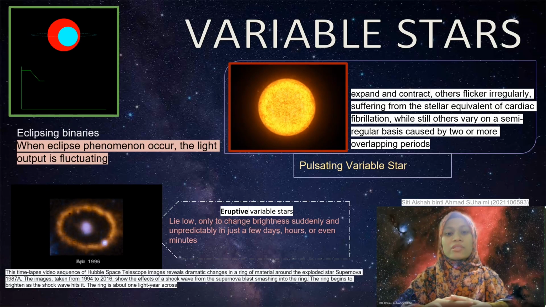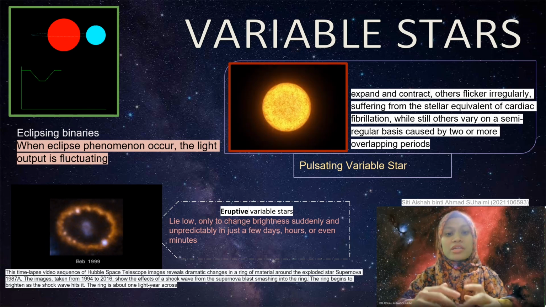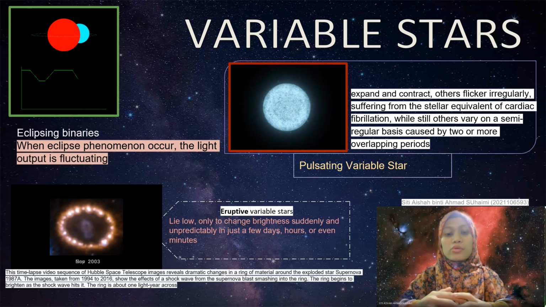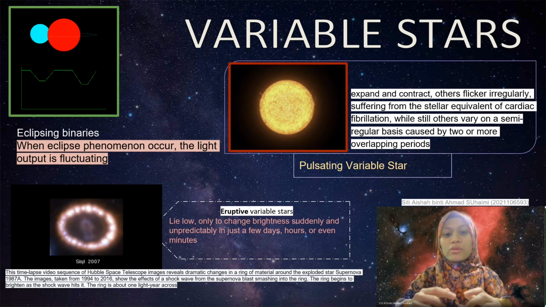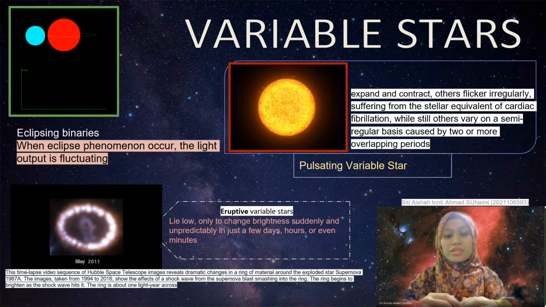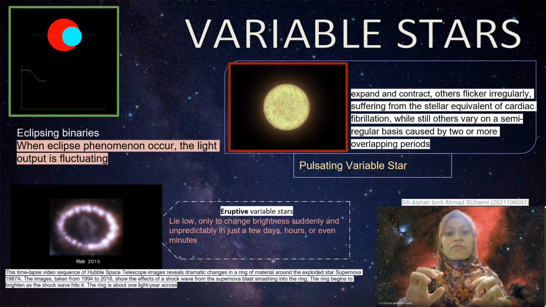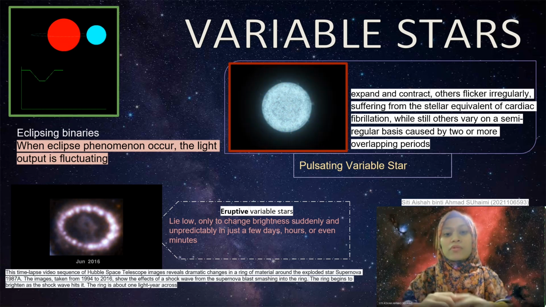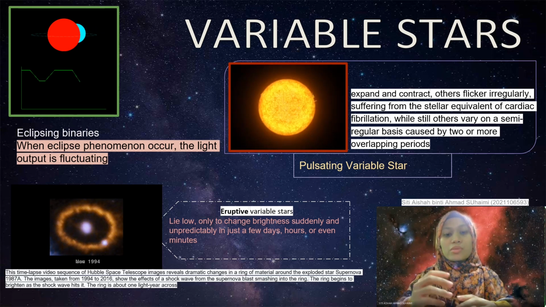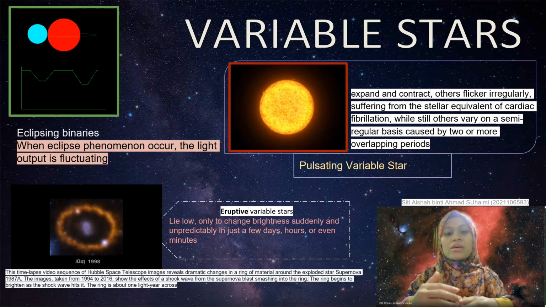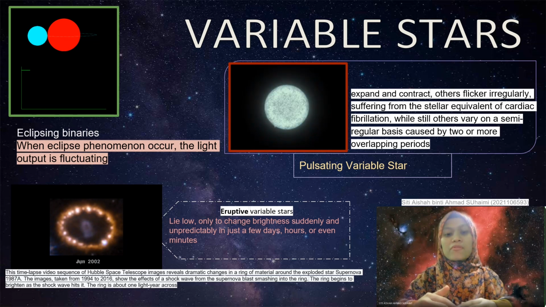Basically, variable stars are stars that change their luminosity not due to an eclipse, but due to some sort of physical characteristics. There are three types found for variable stars, which are eclipsing binaries, pulsating variable stars, and eruptive variable stars.